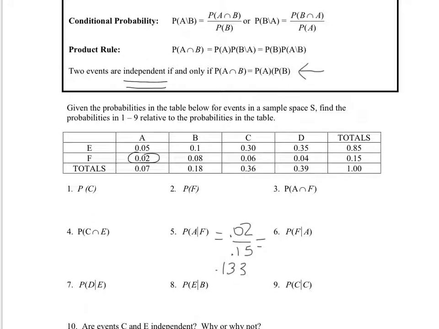And so the probability of F given A is very similar. F given A is where F and A intersect. Again, that's 0.02. But we divide it by the probability of A. Whatever is after the slash is what the denominator is, and the probability of A was 0.07 because it's right here. And 0.02 divided by 0.07 is 0.286.